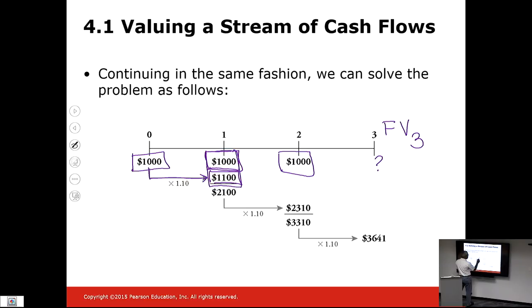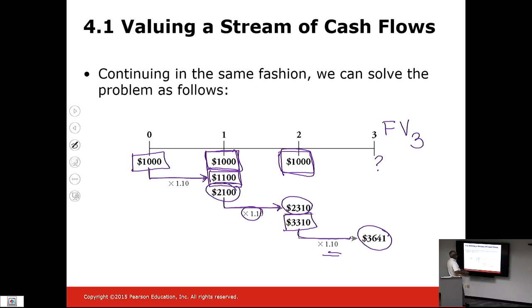So I get 2,100. Then I grow the 2,100 by one more year. So 2,100 times 1.1 is 2,310. To this 2,310, I add the $1,000, which is in year 2. So my year 2 values are 3,310, and then I grow 3,310 by one more year: 3,310 times 1.1 gives me 3,641. That's one way to do it. So we have a stream of cash flows, and we are calculating the future value.